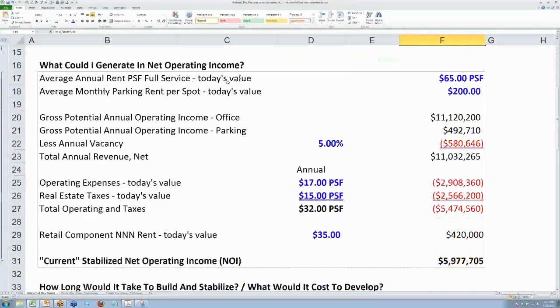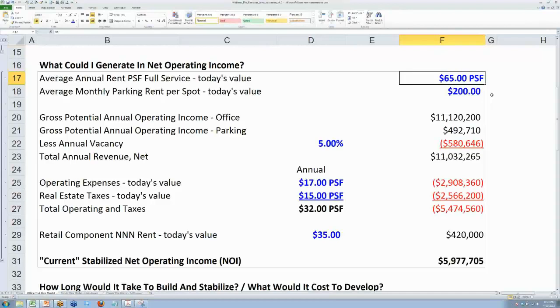Okay, so let's move down to the next part. Well, what could I generate in net operating income? So here we would put in an assumption of today's rents. This is a full service rent estimate on an annual per square foot basis. So for each square foot of office space, we could charge annually $65 a foot on average.